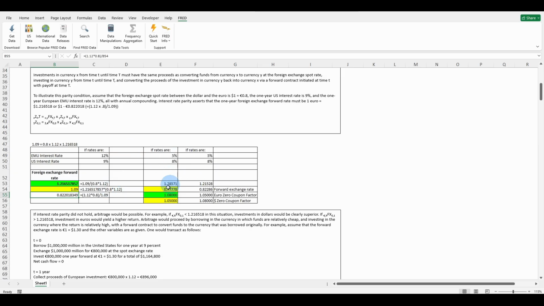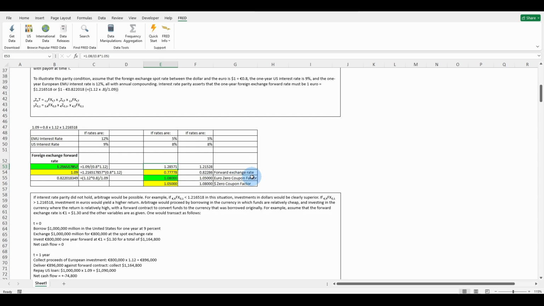Then over here, we have this same thing, 108, and all we're doing is changing rates around here. Okay. And if rates are 5 and 8, we're going to see this change. All I did was change the numbers around. This is just your forward exchange rate, your zero coupon factor, your euro zero coupon factor, and then your zero coupon factor.